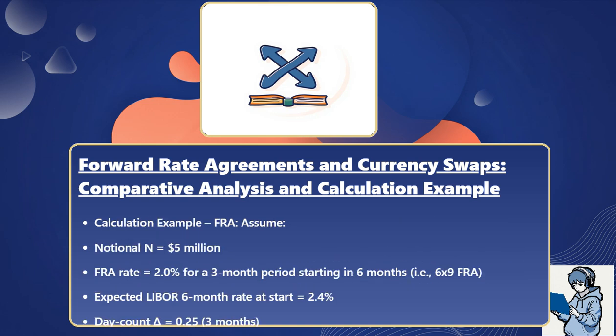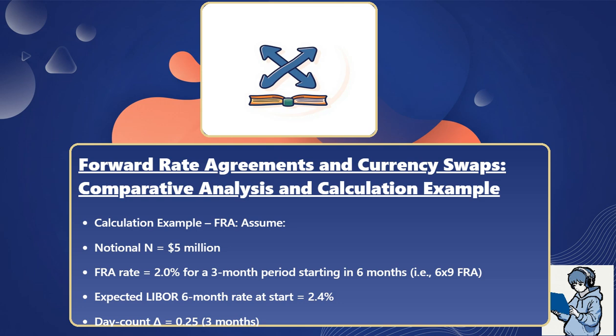Calculation example, FRA. Assume notional N equals $5 million. FRA rate equals 2.0% for a 3-month period starting in 6 months. That is a 6 by 9 FRA. Expected LIBOR 6-month rate at start equals 2.4%. Day count delta equals 0.25 for 3 months. Discount factor to settlement for 6 months equals e to the minus 0.015 times 0.5, approximately 0.9925.